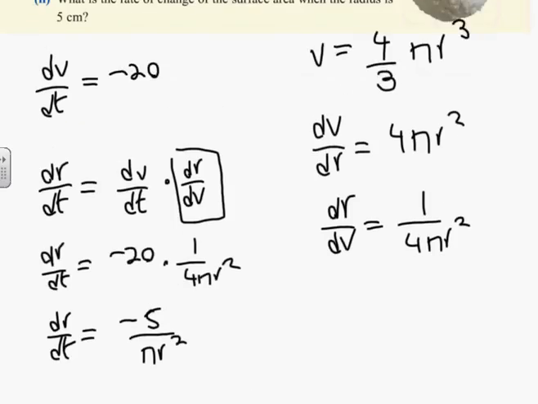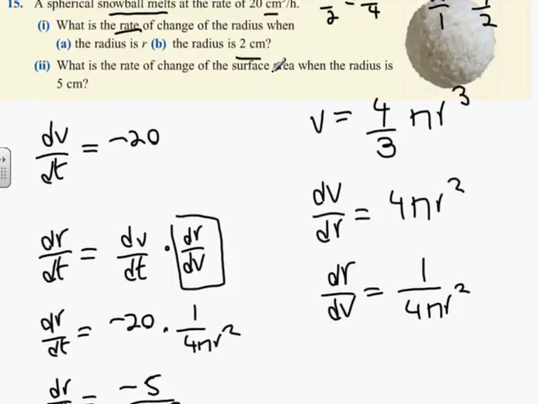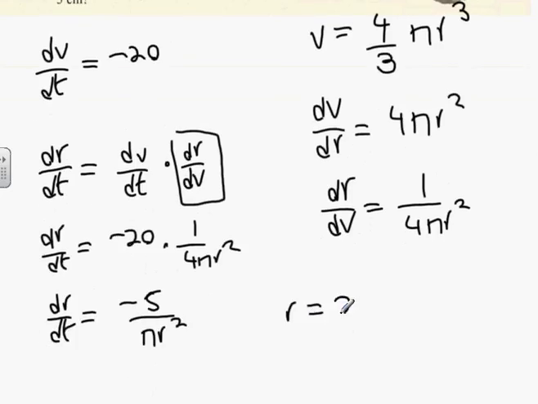What does it say the r value is? R value is 2. So r equals 2, so it's going to be minus 5 over 4 pi. Put that into the calculator, let me know what it is. Do you have it? Yeah, 0.39.